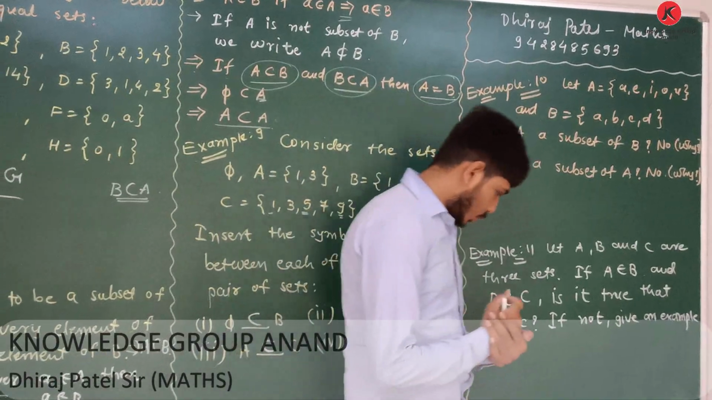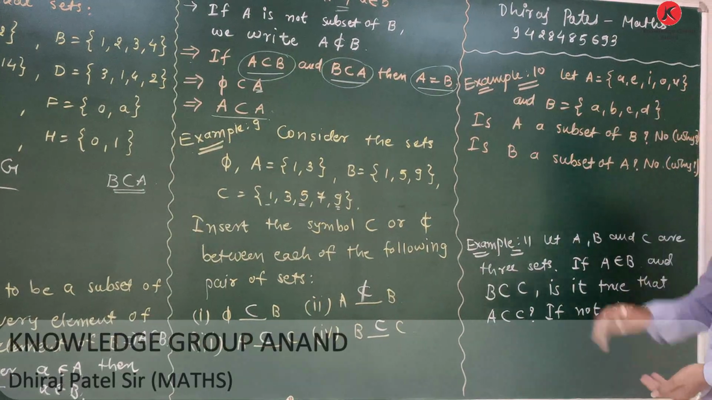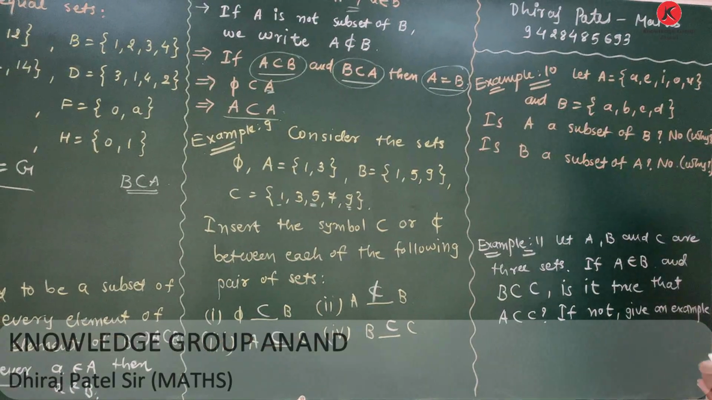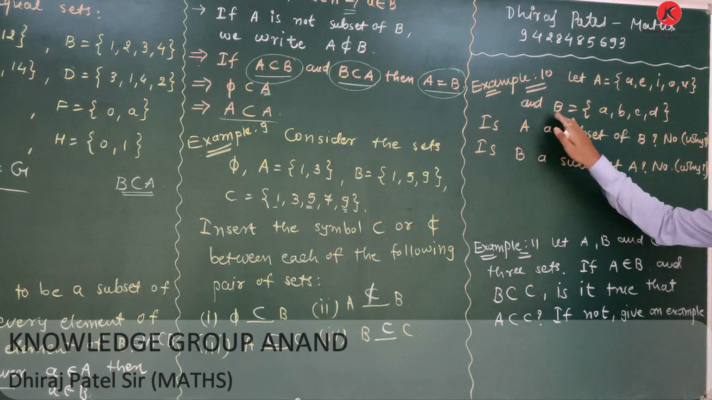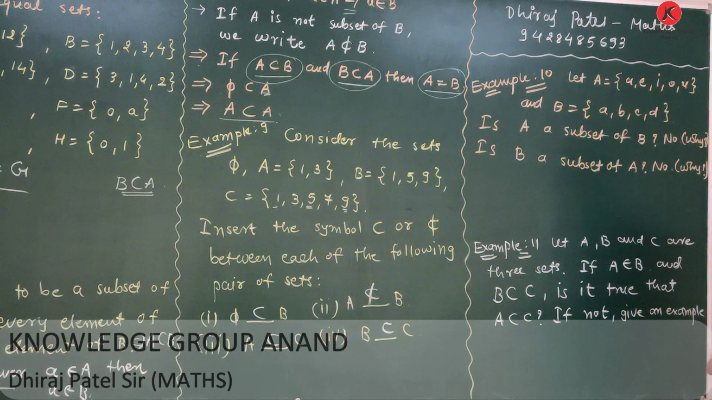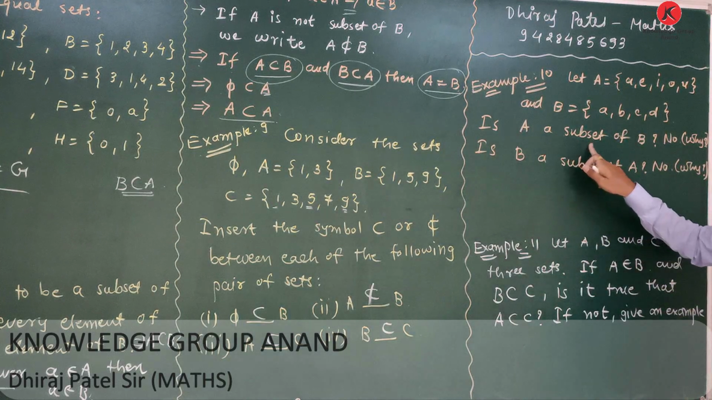Now the next question, example number 10. Let set A equal {a, e, i, o, u}, the vowels in the alphabet. And set B equals {a, b, c, d}. Four elements are there. Is A a subset of B?